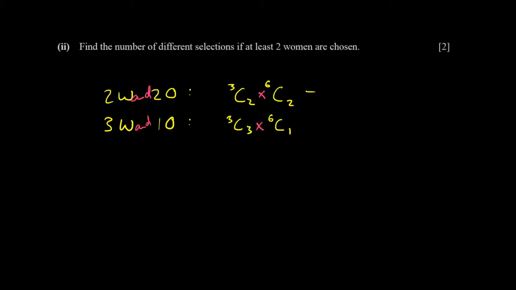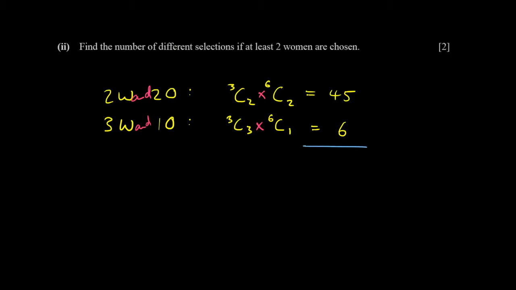Okay, so let's calculate what these are. 3C2 is 3. 6C2 is 15. So 3 times 15 is 45. And then 3C3 is 1, and 6C1 is 6. So now what do we do with these? Well, we're going to add them.